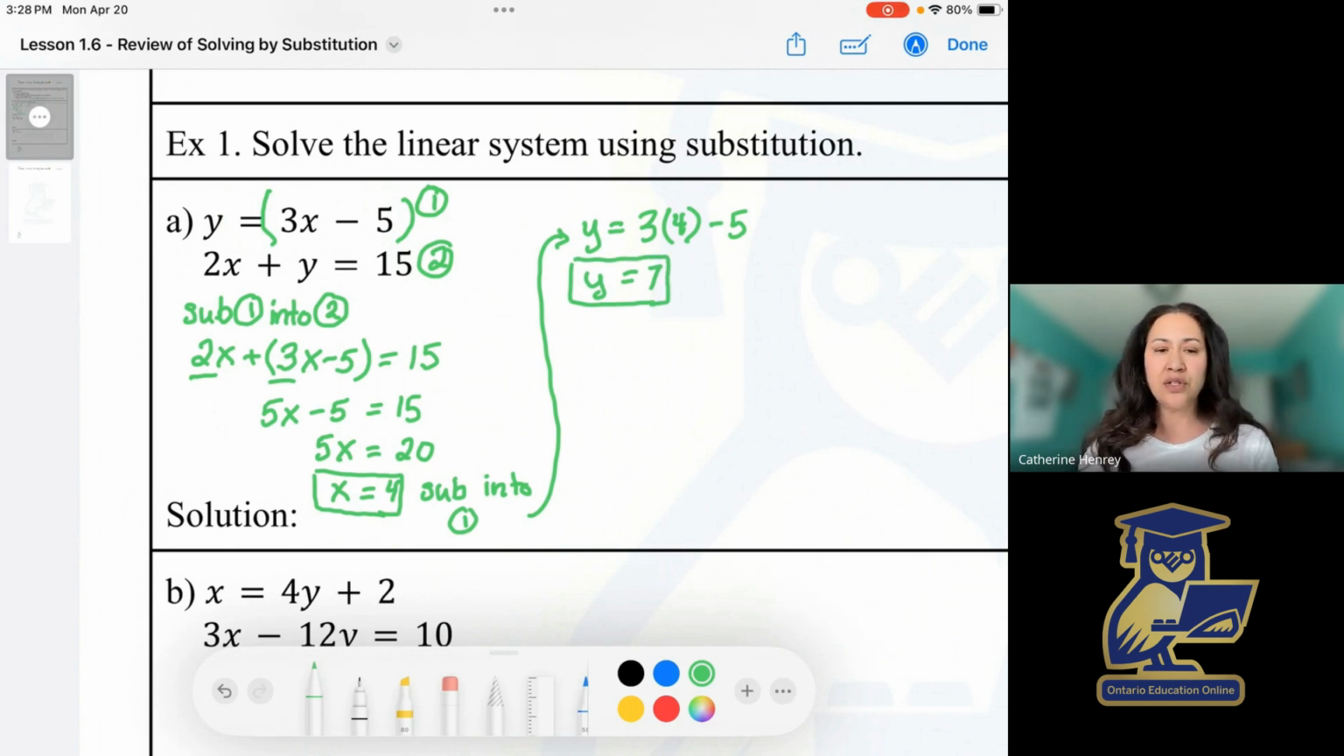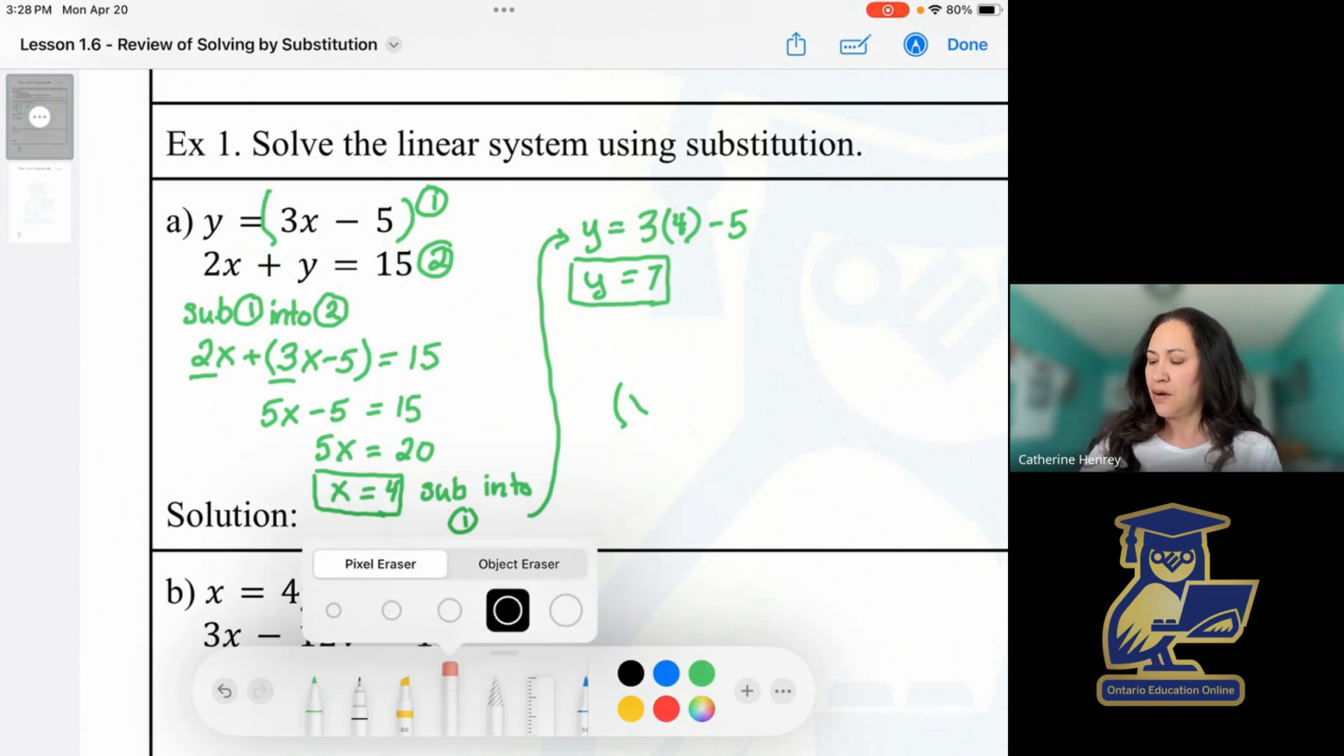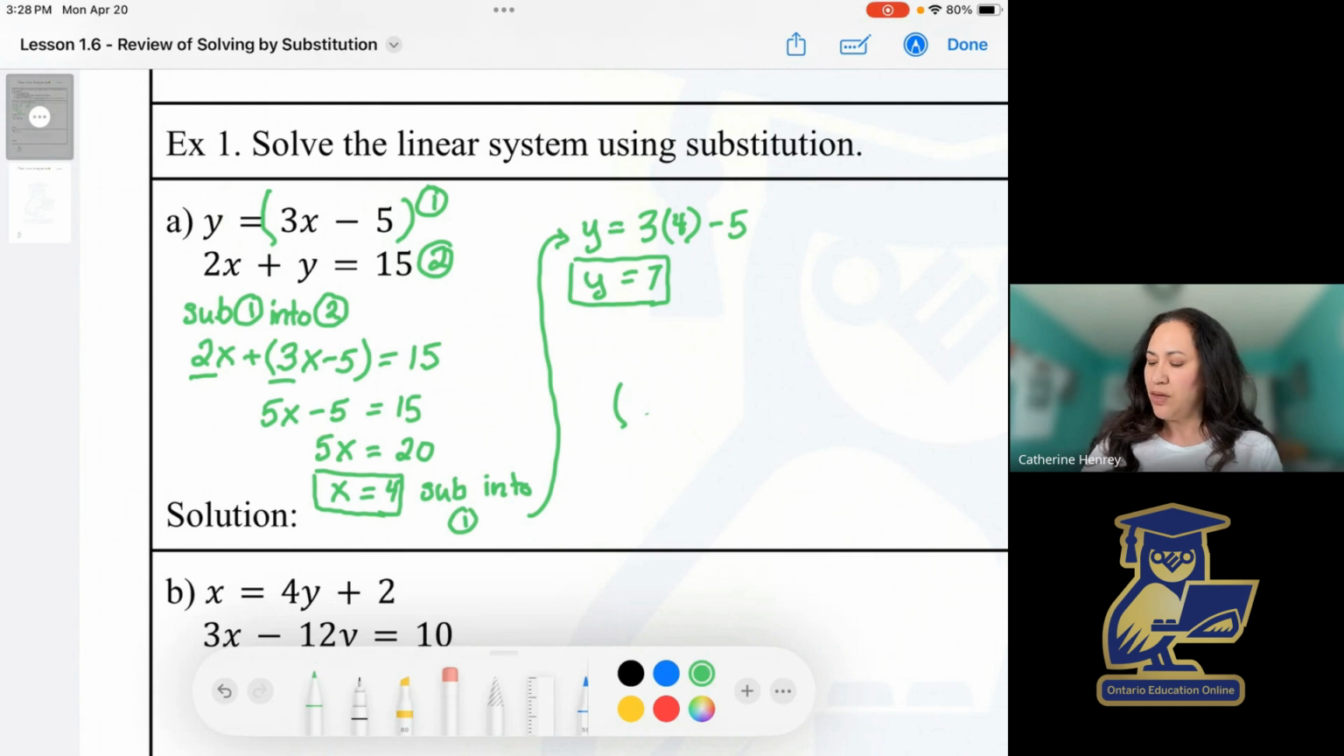So this is the solution for this system of equations. And remember, what this represents is two lines that are on the same graph. A system of equations is a system that has two or more lines on a single set of axes. So the point of intersection of these lines occurs at the point 4, 7. And that's my solution for this particular system.